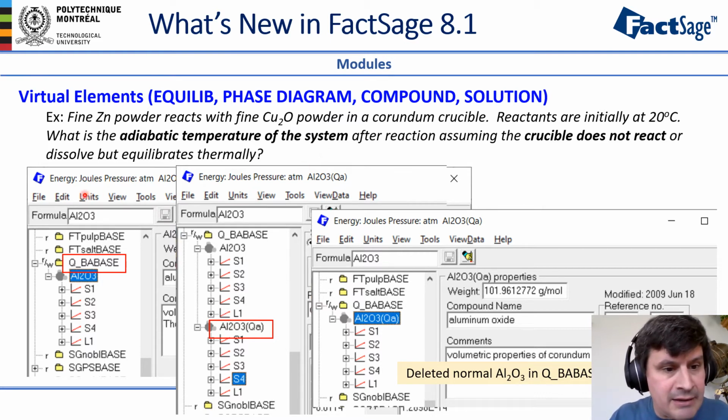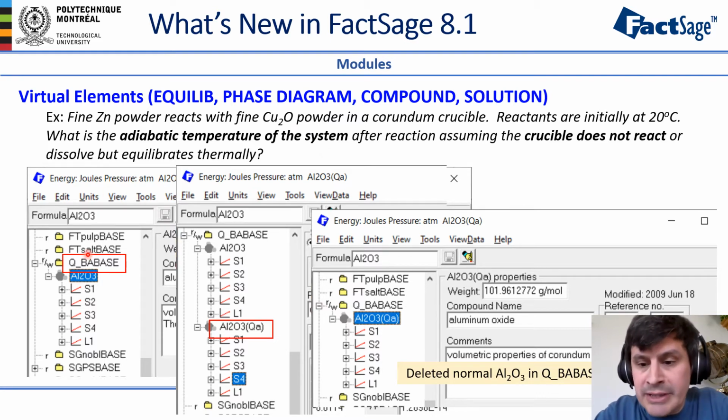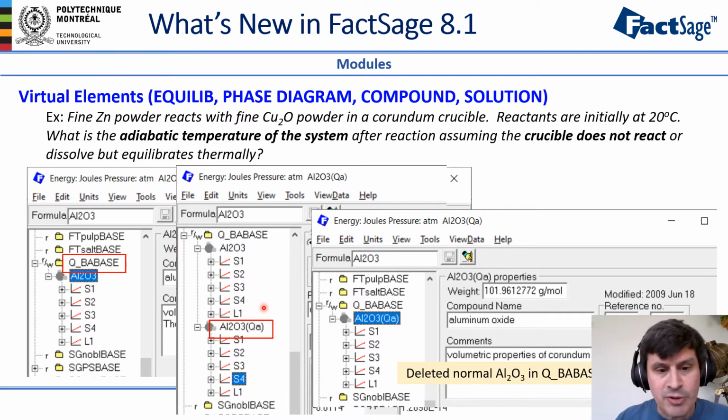In order to do that, you create a new user database like the QBase here, and you copy from FToxide or FactPS the alumina compound, which will contain the S4 corundum phase. Inside the Q database, you go to tools and you copy the alumina compound and you add the QA element. It could have been QB, QC. You don't need the parentheses, but the parentheses here are to highlight the presence of the virtual elements. All the phases of that compound are copied with their properties.